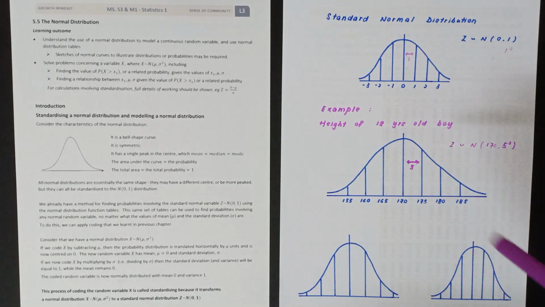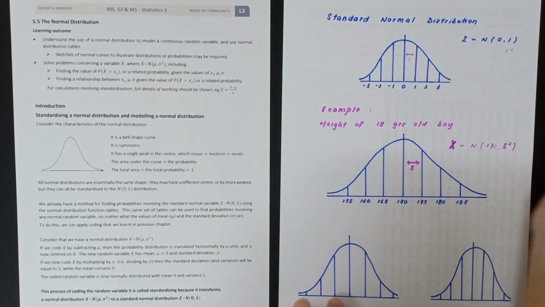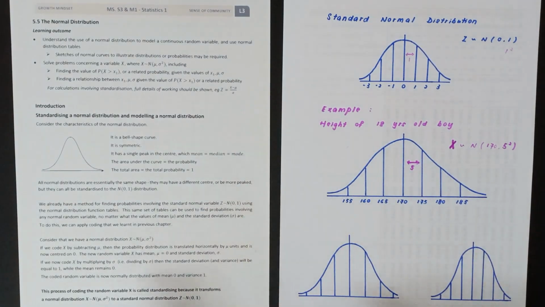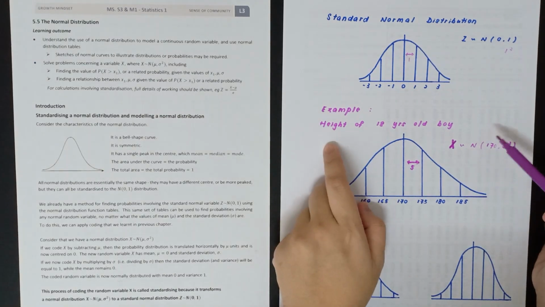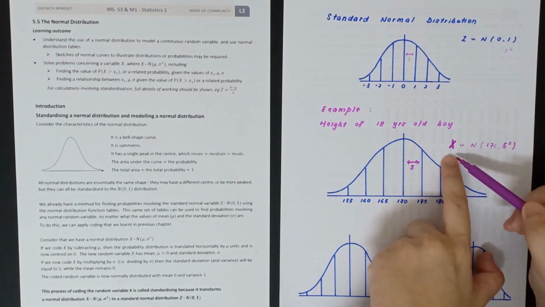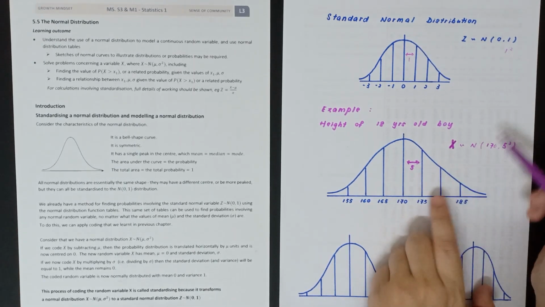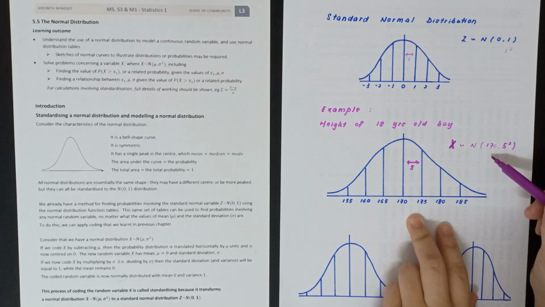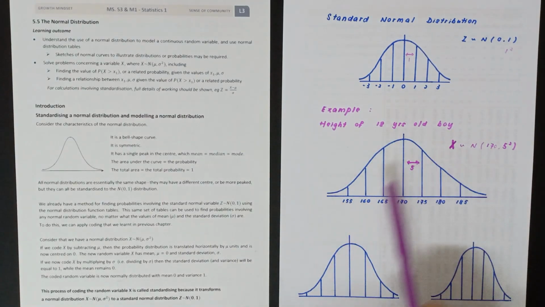Okay, so this is a normal distribution. Sorry, I should use X here. Normally we only use Z to represent the standard normal distribution. So for a normal distribution, we use X as the random variable. Okay, so X here actually represents my height. So the height of 18 year old boys is normally distributed with a mean of 170 and a variance of 5 square. Okay, so this is represented by this graph.